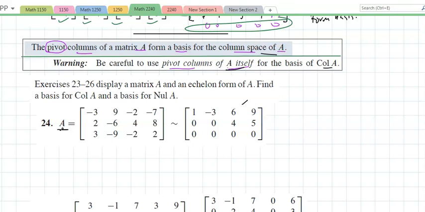And here they worked out the problem. Again, they want to make sure that you're getting this. They're asking about 2 things: display a matrix A and the echelon form of A. So they did row reduction. Find the basis for the column space of A. Look at the pivots.